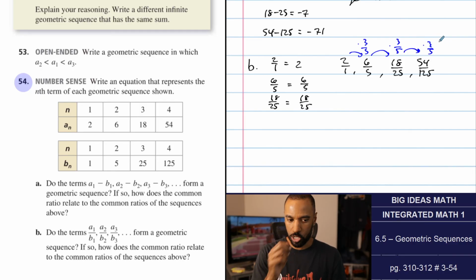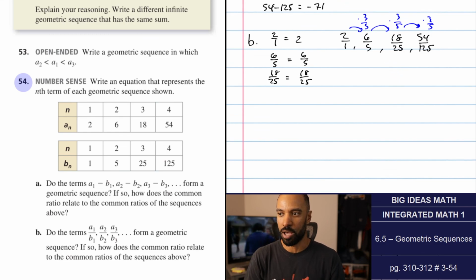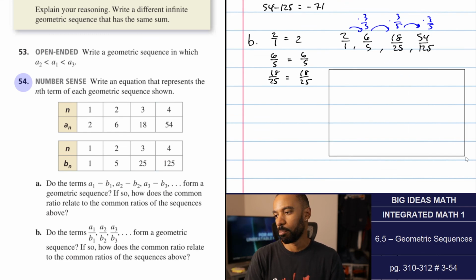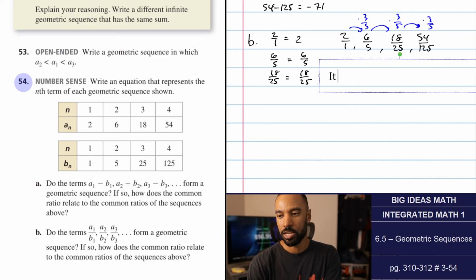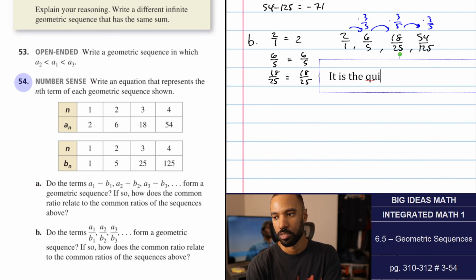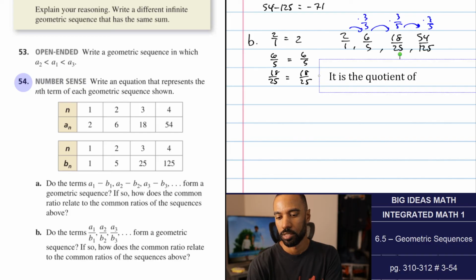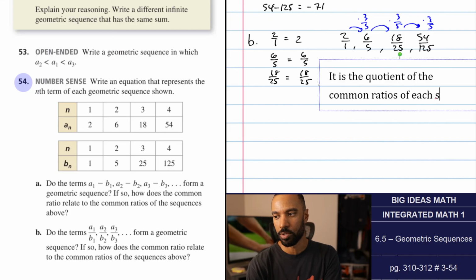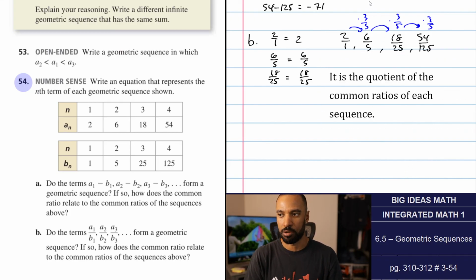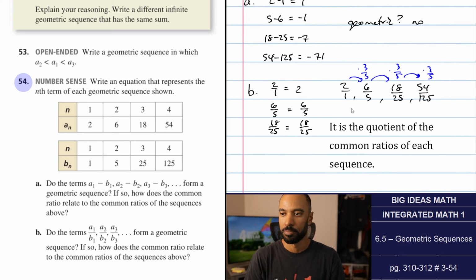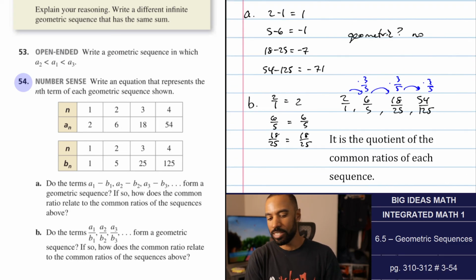So how does the common ratio relate to the common ratios of the sequences above? You multiply the top by its common ratio and the bottom by its common ratio. It is the quotient of the common ratios of each sequence. So the top we were multiplying by 3, the bottom we're multiplying by 5, and it seems to be just that, times 3/5. And that's the answer. That is the answer, and guys, that ought to do it for this one.